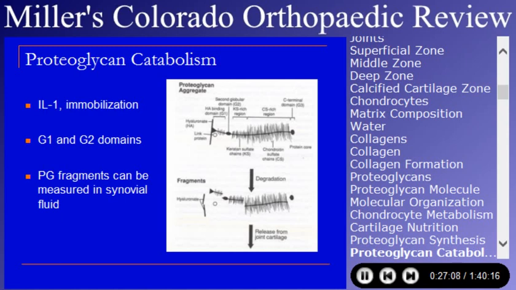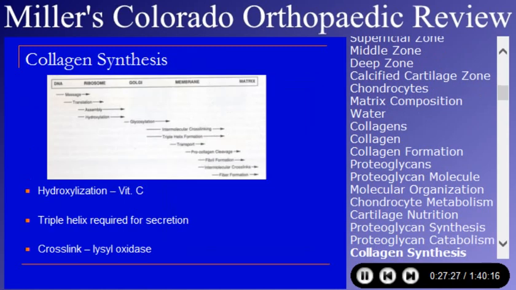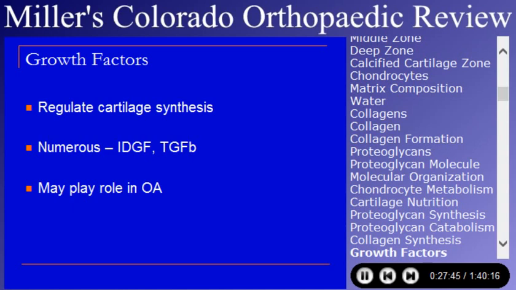They're catabolized. Interleukins are toxic. Immobilization, as you know, is bad for cartilage. The cleavage splits tend to be at the G1 and G2 domains. And again, those fragments, once split, are measurable, which may become clinically useful as time goes by. Collagen, remember, is vitamin C dependent for hydroxylation, and that gets asked every once in a while on the various tests.